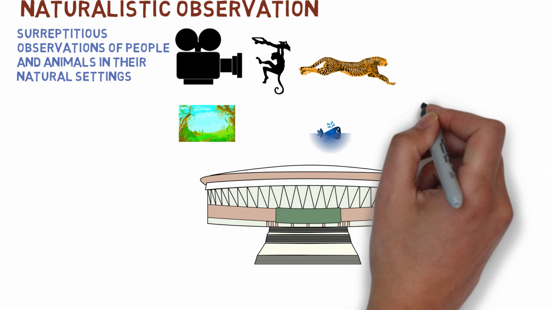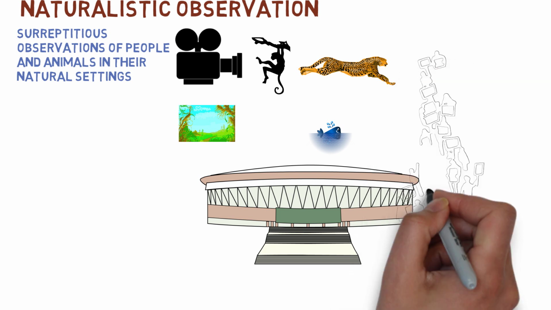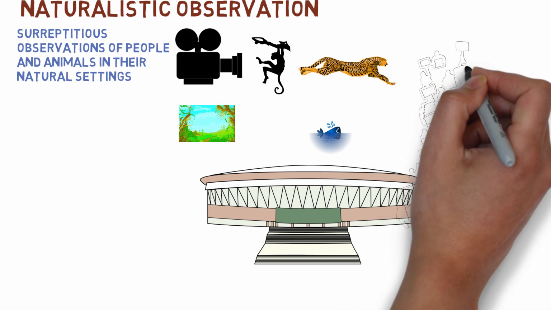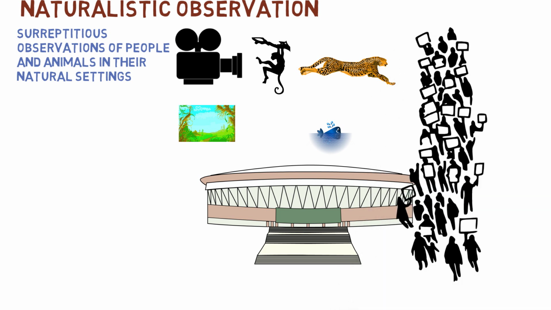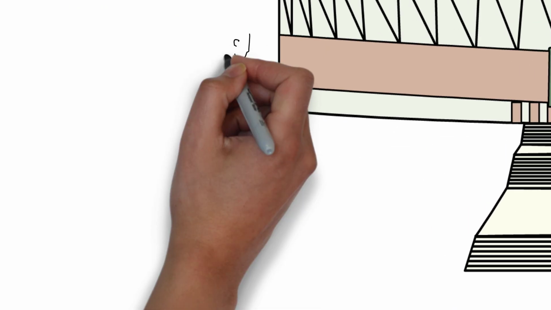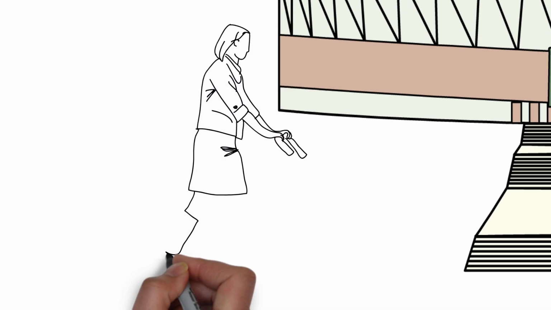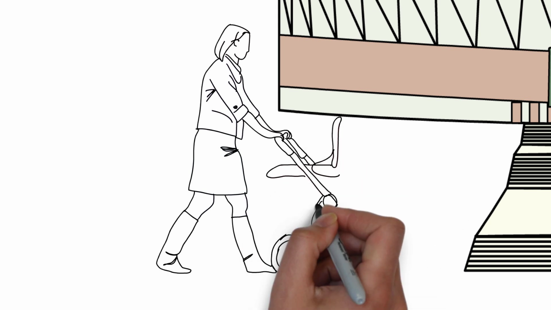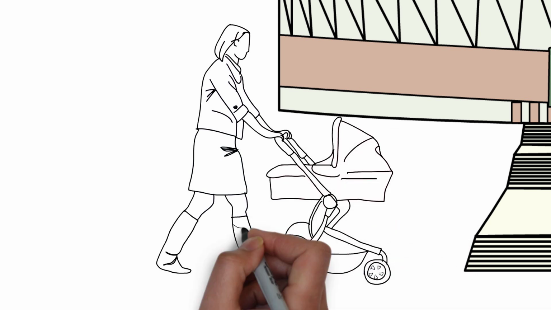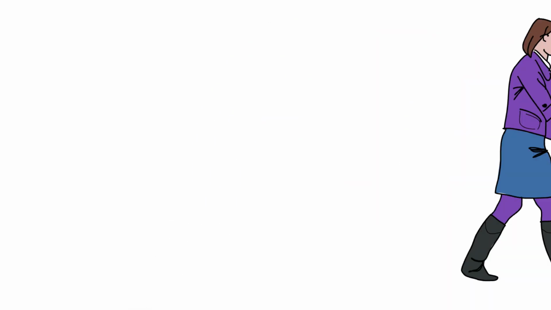Remember that, like all research methods, naturalistic observations have both strengths and weaknesses or limitations. For example, its greatest strength is that it allows researchers to look at what they are most interested in, real behavior in the real world.